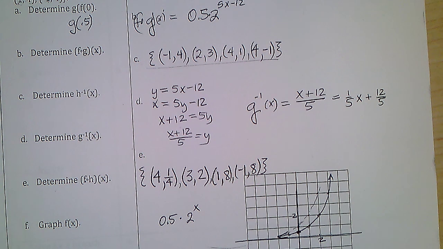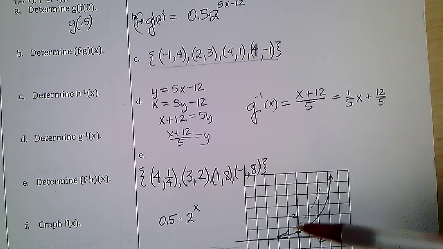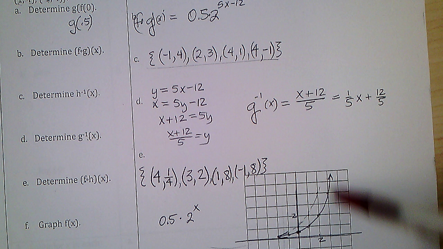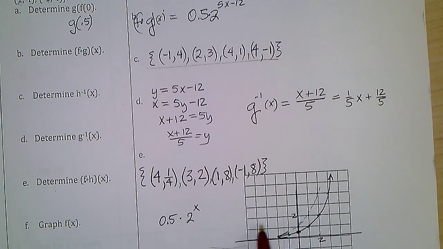Explain why f of x is 1 to 1. 1 to 1 means it passes the vertical line test, which it does, and it passes the horizontal line test. Or, in other words, for every x there's one y, and for every y there's one x. One x for one y, and one y for one x.